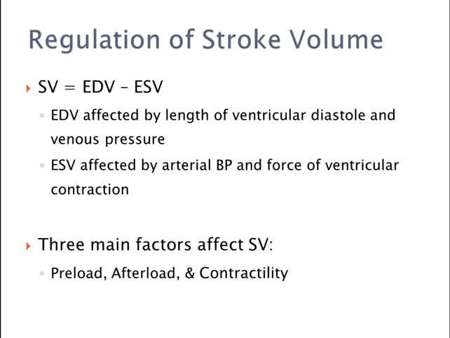Afterload is the end systolic volume, the arterial blood pressure, the force of the ventricular contraction, as well as the function of the semilunar valves, so the aortic and pulmonary semilunar valves. So afterload is going to affect the stroke volume as well. And then the level of contractility. So how strong is the contraction, or how weak is the contraction?